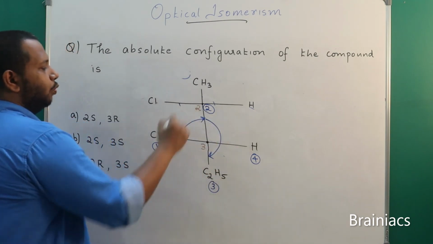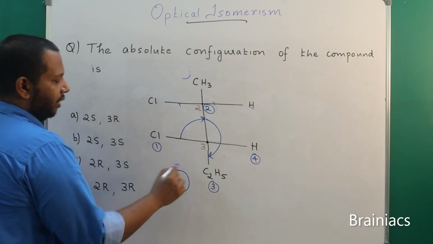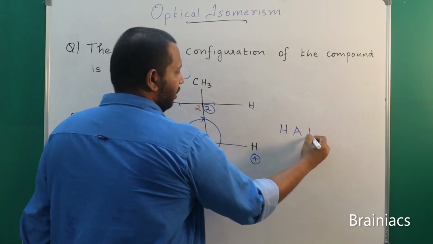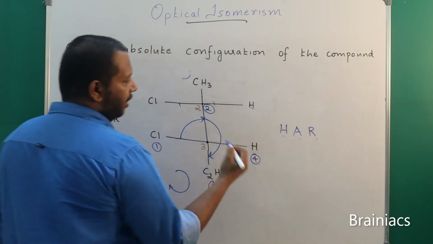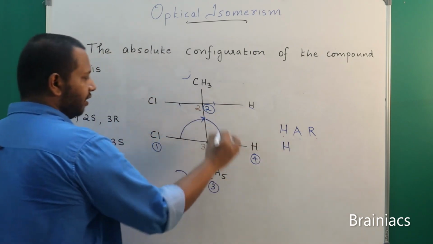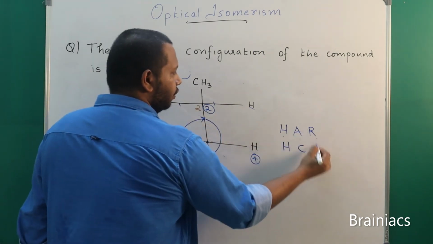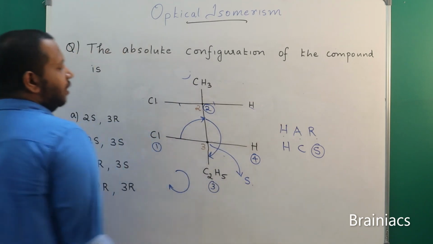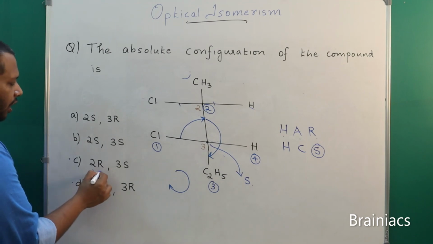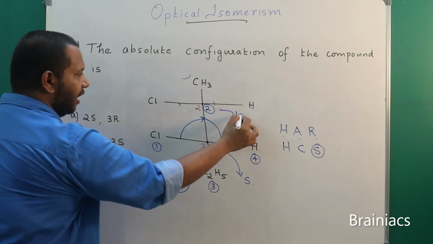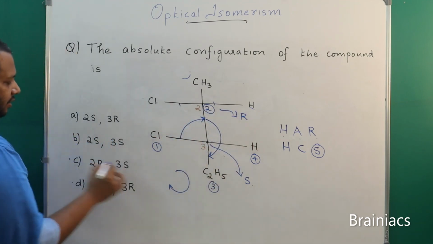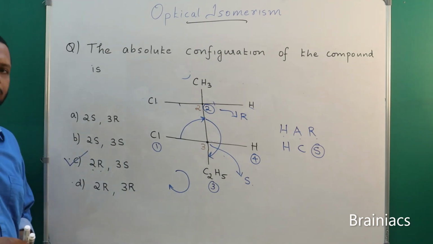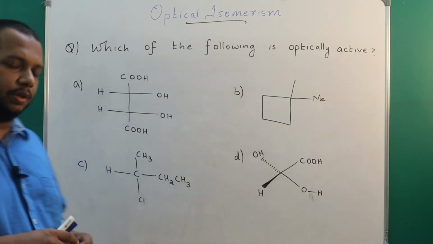So I could understand it is moving in the clockwise direction. Now and horizontal system. We know that HAR. Horizontal anti-clockwise means R. Now horizontal, this is in what direction? Clockwise. Clockwise means opposite of this one, that is S. So I could understand this is S configuration. So now tell me what is the answer? 2R. Second carbon is R and third carbon is S. So option C should be the correct answer. Clear? All of you? Okay, so we have the new question in front of you.